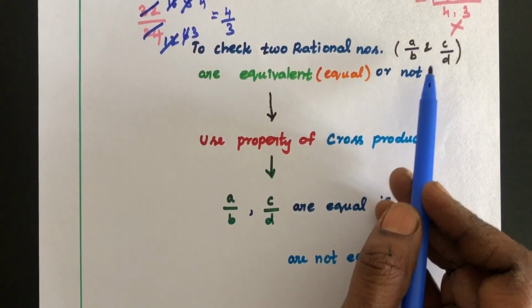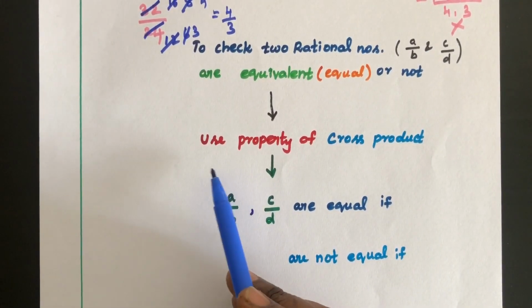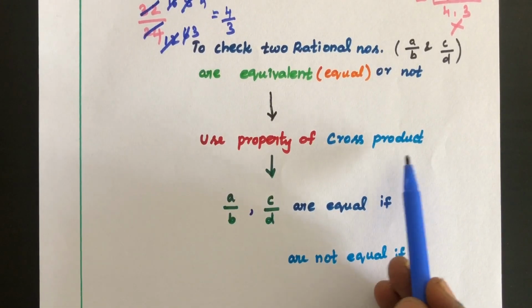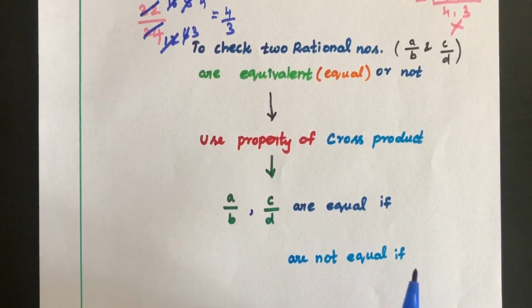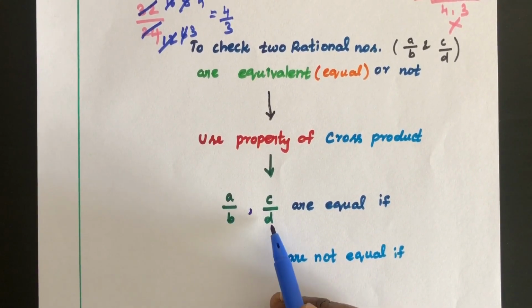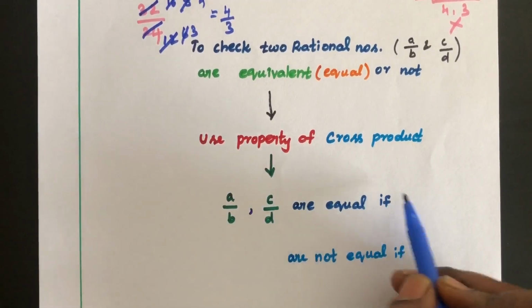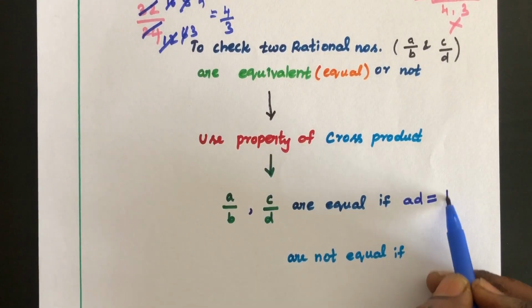Whether a by b and c by d are equivalent, that is, equal or not. What do we need to do? We need to use the property of cross product. See, a by b and c by d are equal if the cross product, meaning just multiply crosswise, ad is equal to bc.